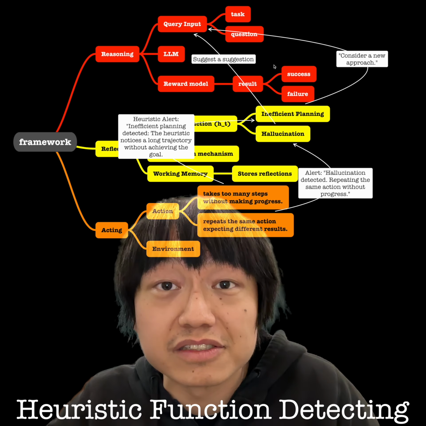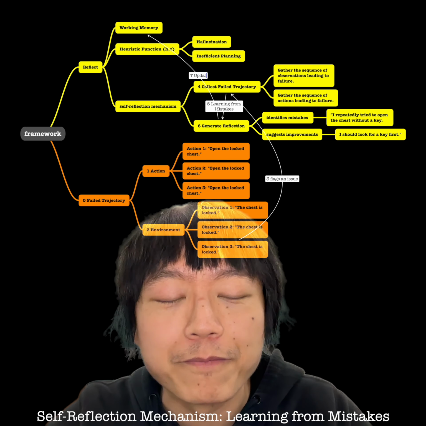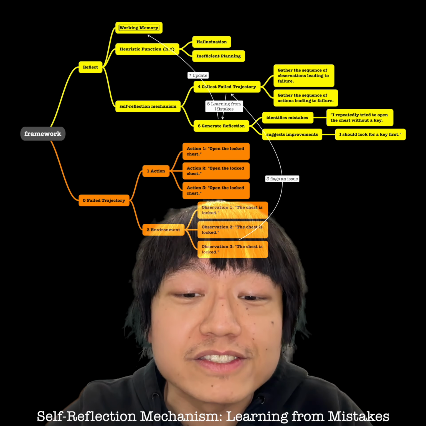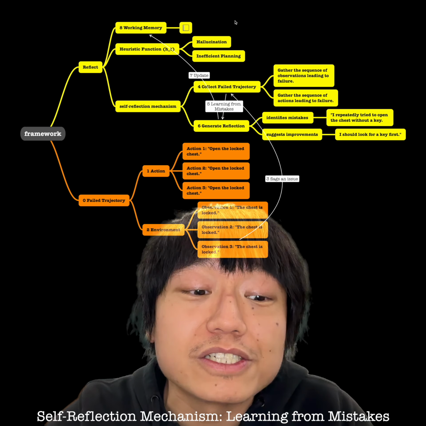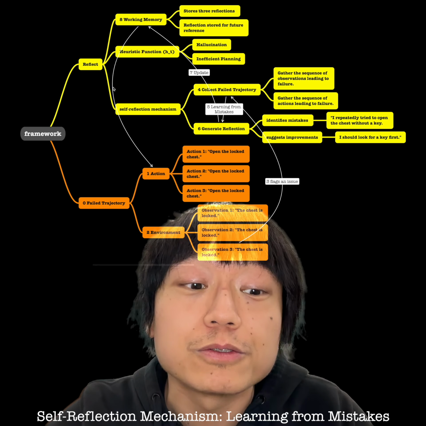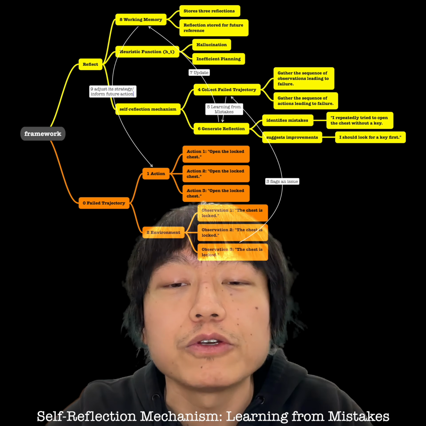A failed trajectory example is action 1, open the locked chest, and observation 1, the chest is already locked, and this is repeated multiple times. So the reflection generated is: I repeatedly tried to open the chest without a key, so I should look for a key first. Then it updates the memory, and the reflection is stored for future reference.